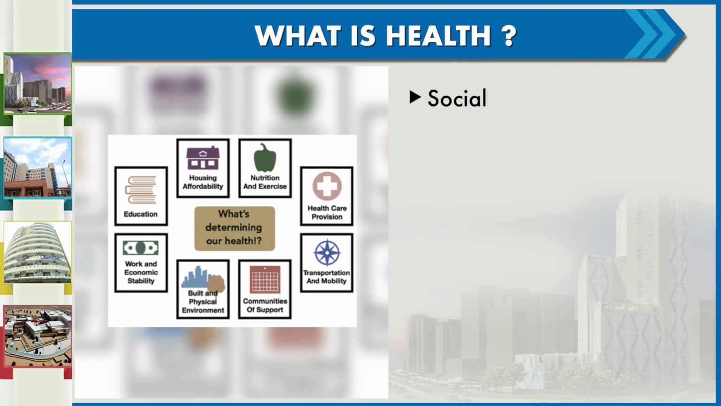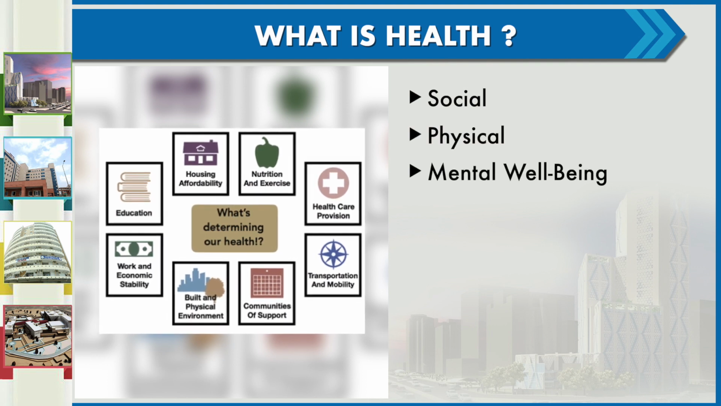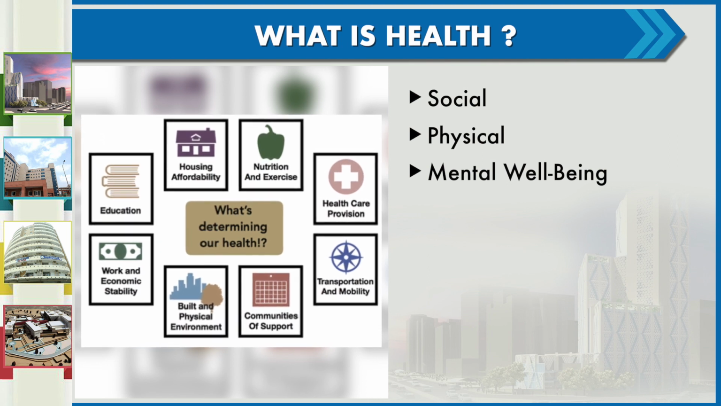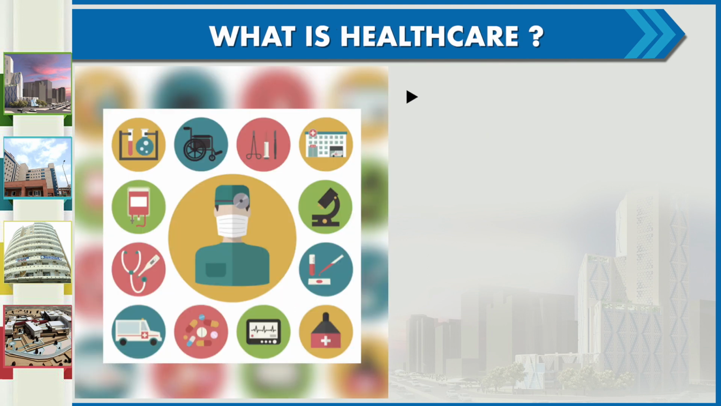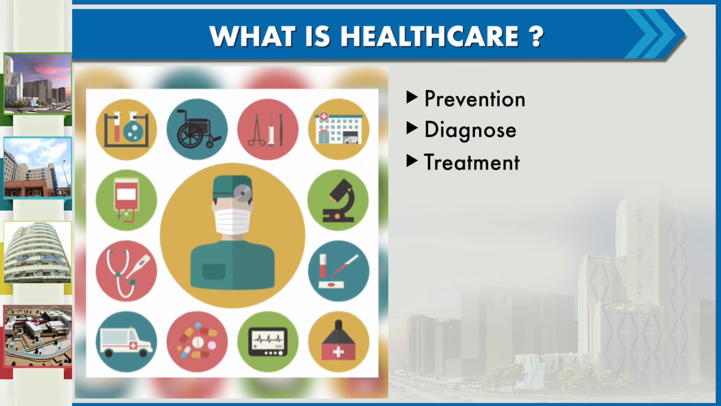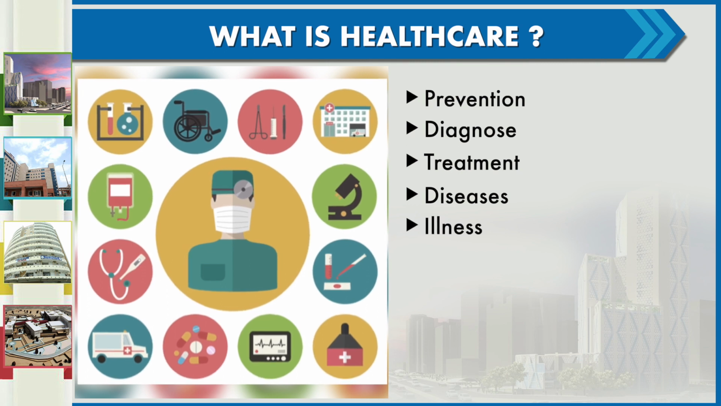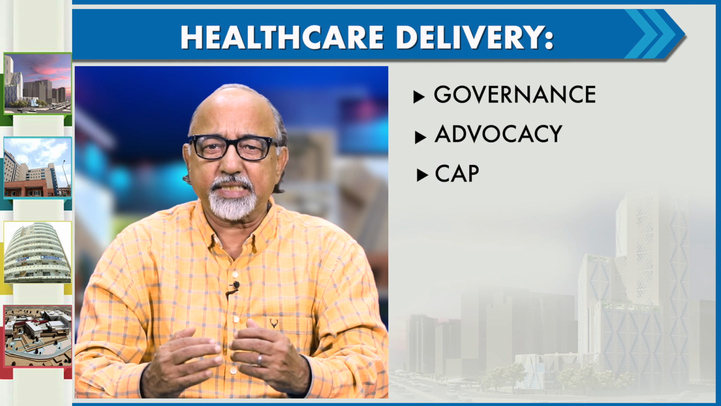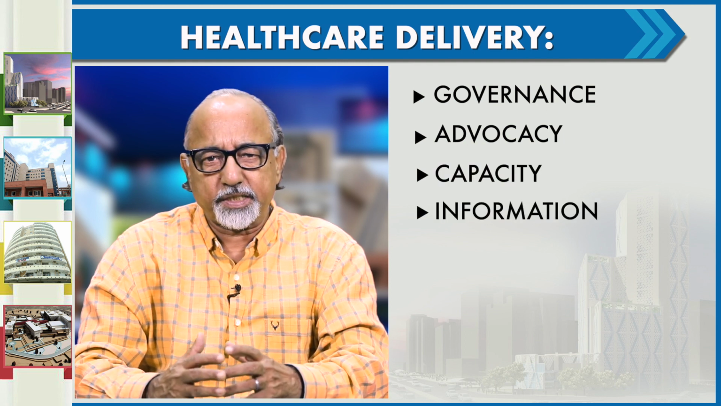So what we are talking first is, what is health? Health has social, physical, and mental well-being, which we have covered in the previous modules. Here what we are going to talk about is preventive and promotive treatment of diseases, illnesses and injuries which people have. So the healthcare delivery has the following components. It has governance, it has advocacy, it has capacity and it has information.